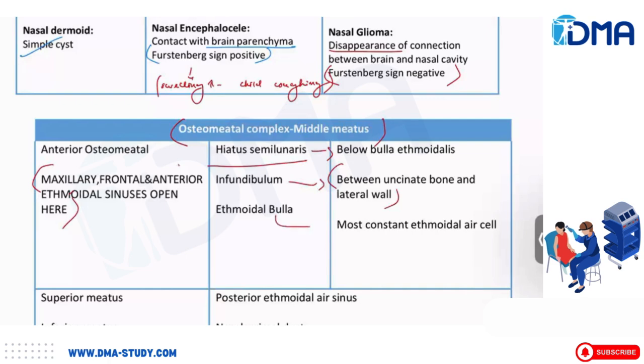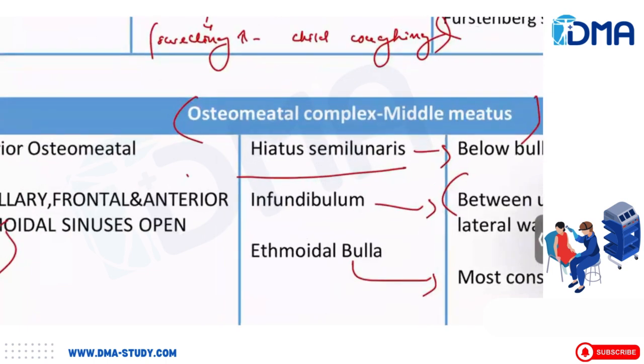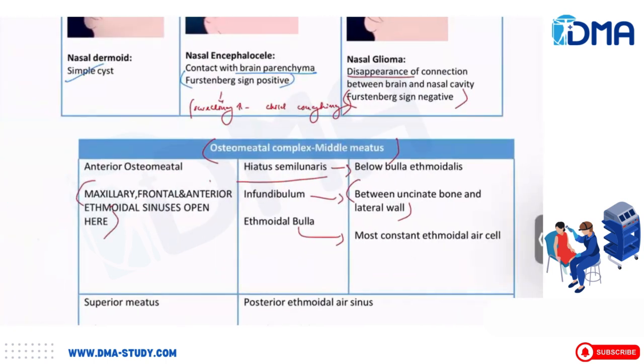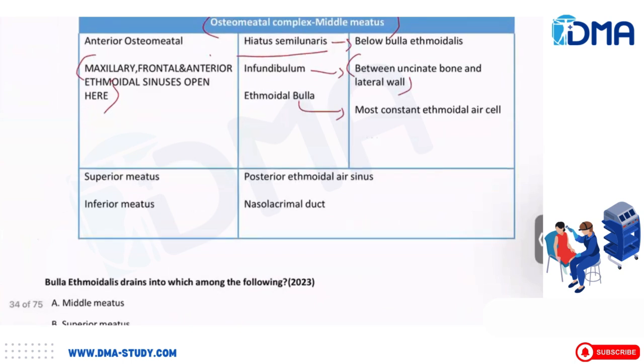Ethmoidal bulla is the most constant ethmoidal air cell. These they can ask as one-liner definitions, so all of them are important. Hiatus semilunaris is below the bulla. Infundibulum is between the uncinate and the lateral wall. Ethmoidal bulla is a type of air cell. These are the structures forming the anterior osteomeatal complex. They all drain into the middle meatus, whereas the superior meatus drains the posterior ethmoidal air sinus.